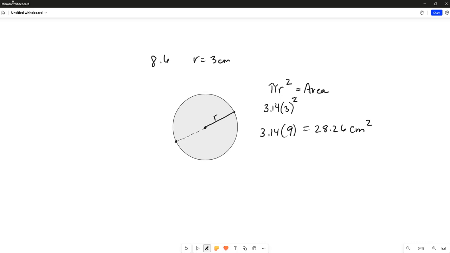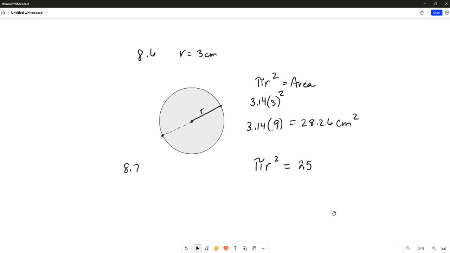Okay, now let's look at 8.7. The area of a circle is 25 square meters. Find the radius of a circle. Okay, we're going to take the same formula and we're going to work it in reverse to find the radius. Now, this is the area of a circle, the formula for it, and we were told that the area of a circle is 25 square meters. So we can make these two things equal to each other. If I make them equal to each other, then I can solve for the radius.